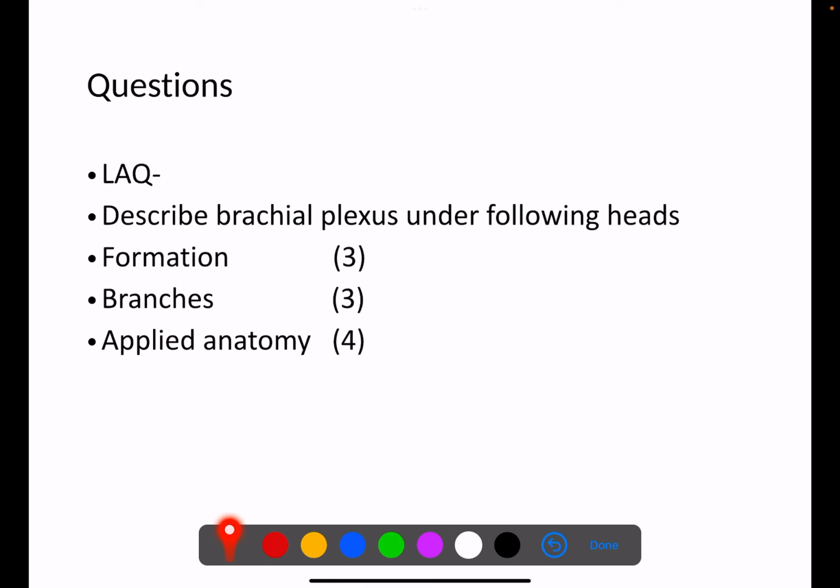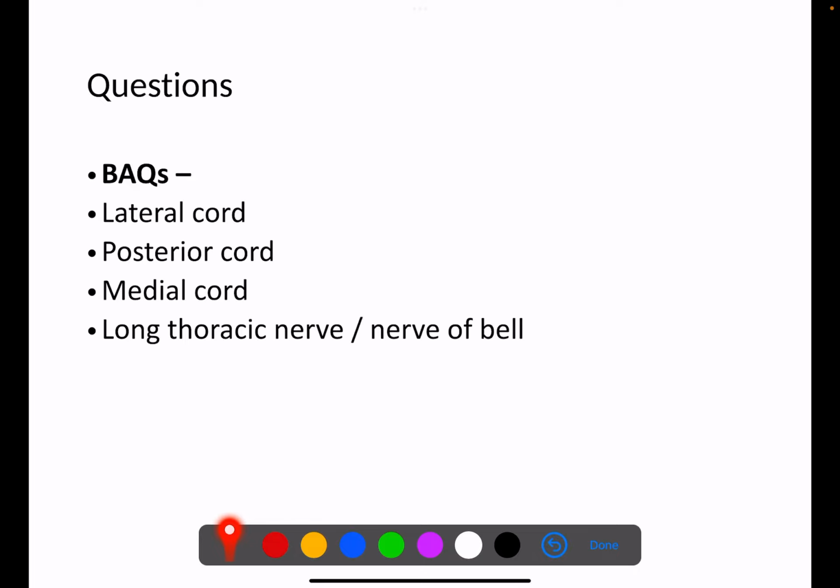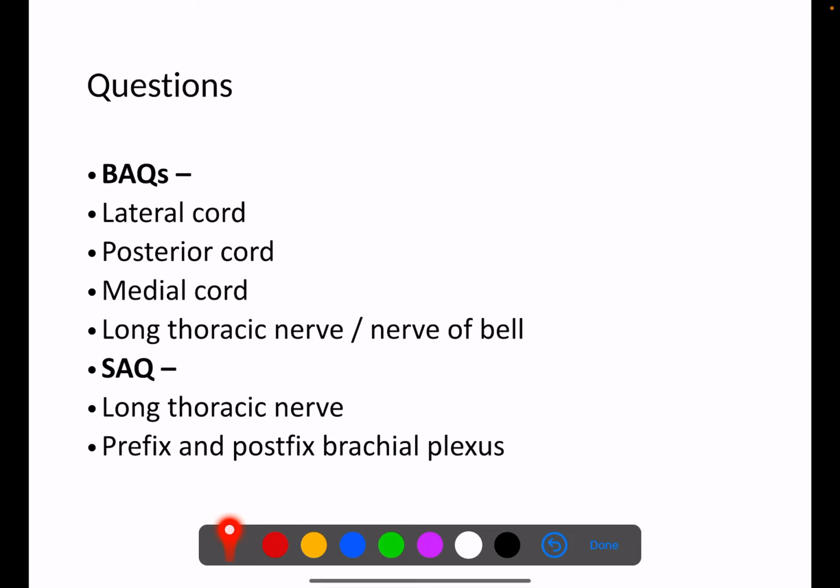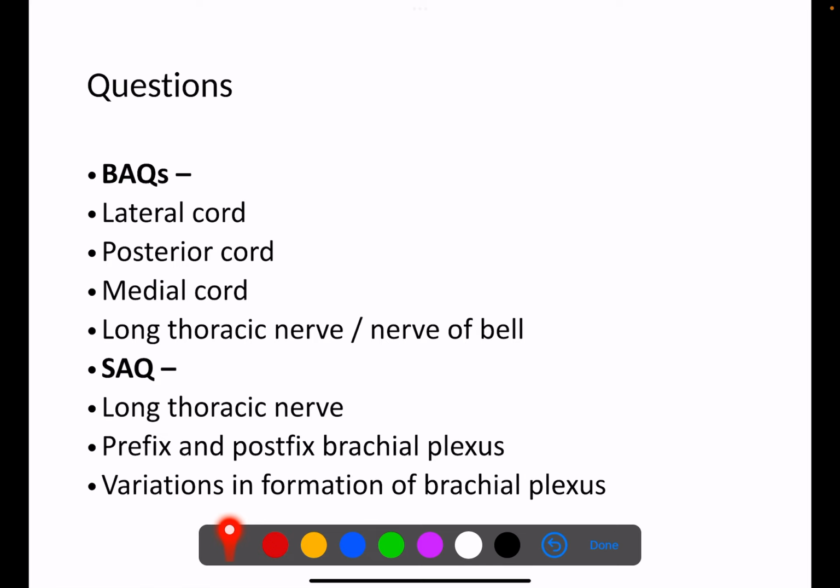Right. Now the questions which are asked. A long question is asked: describe the brachial plexus under the following heads, that is formation, branches and applied anatomy. Applied is 10.6, core competency, you must read about it. Then a number of brief answer questions are asked about the cords or their branches. Then the long thoracic nerve is very important. It is also called the nerve of Bell. Then a short answer question may be asked on the long thoracic nerve, what is prefix, postfix brachial plexus, variations in formation of the brachial plexus, right?